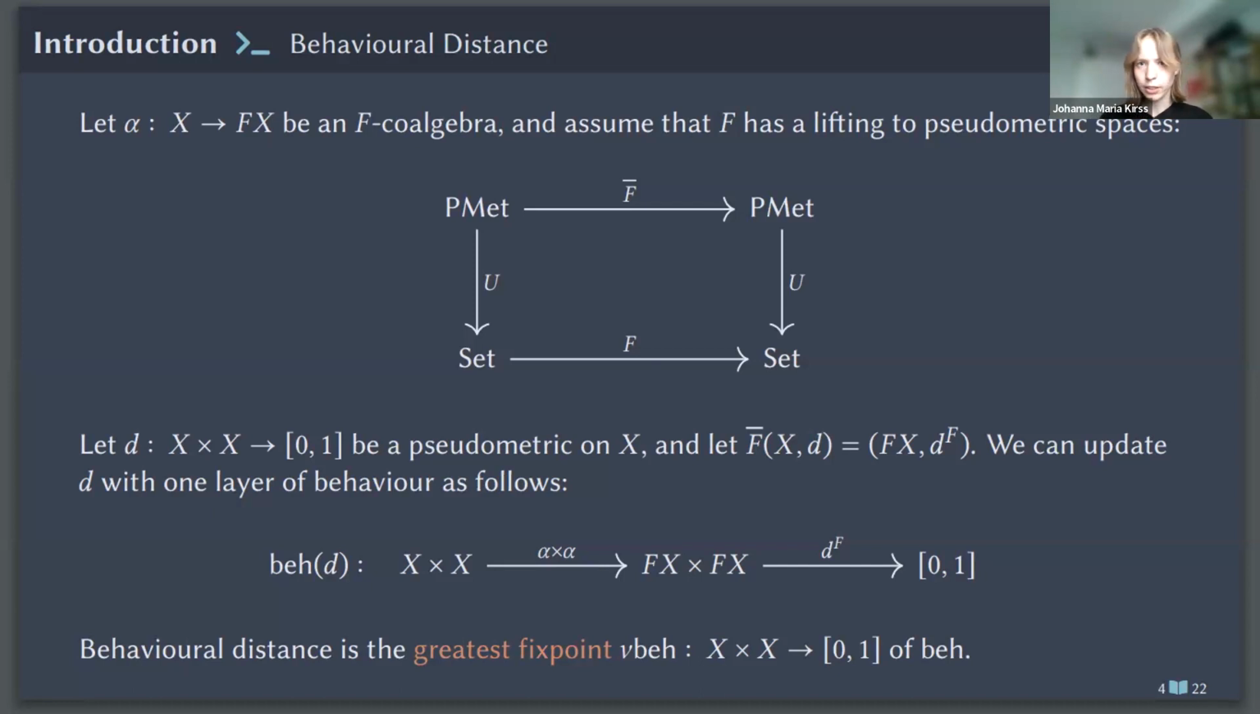And we can use this new distance that we defined on FX to find the behavioral distance between two states. How we do that is that we define behavioral distance as the greatest fixed point of a function. That function takes a pseudometric on X and gives a new pseudometric on X using the lifted metric on FX. So it precomposes that metric on FX with the coalgebra function. And doing so and finding the greatest fixed point of that function actually gives us the behavioral distance.